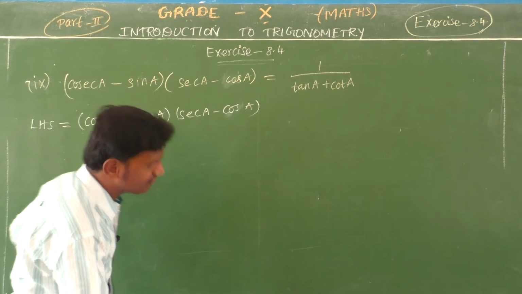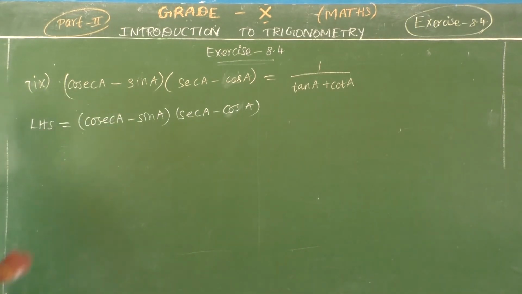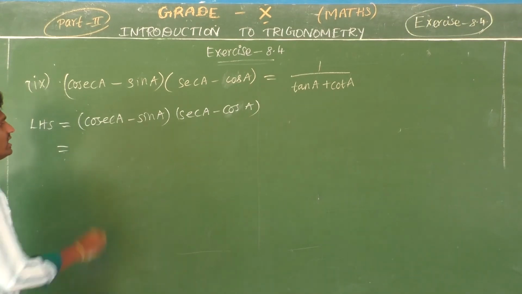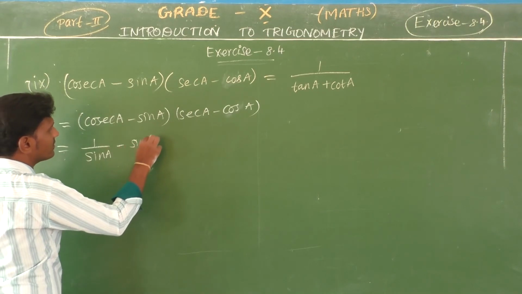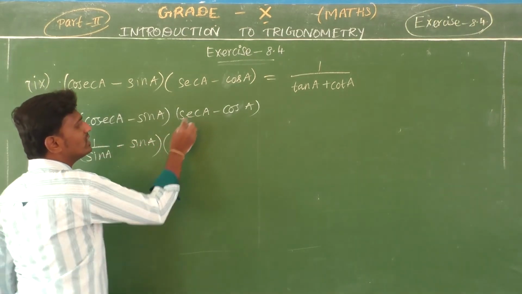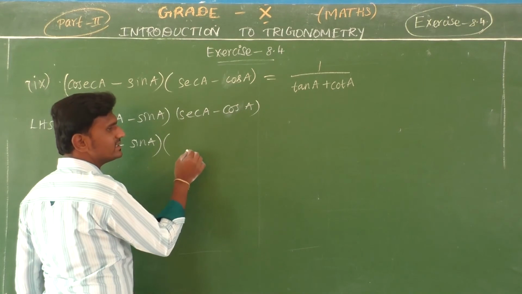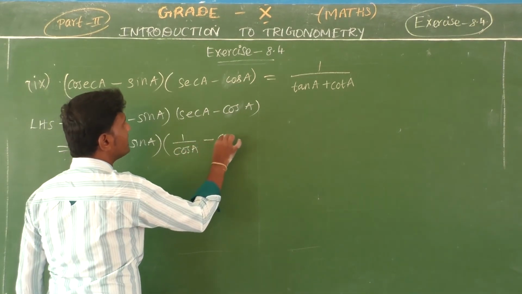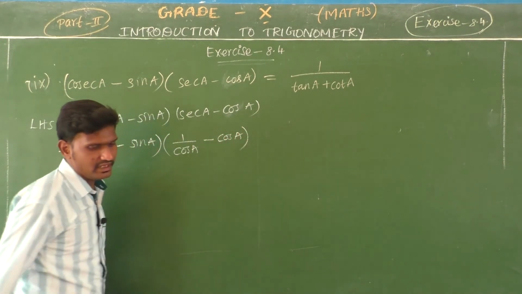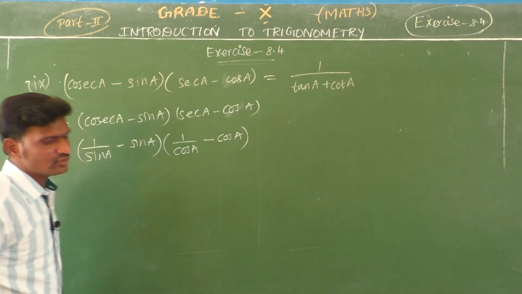Yes, students. Now listen, cosecant A, we know very well, cosecant theta is the reciprocal of sin A. So 1 by sin A minus sin A, into secant A, which is the reciprocal of cos A. So 1 by cos A minus cos A. Okay, students.